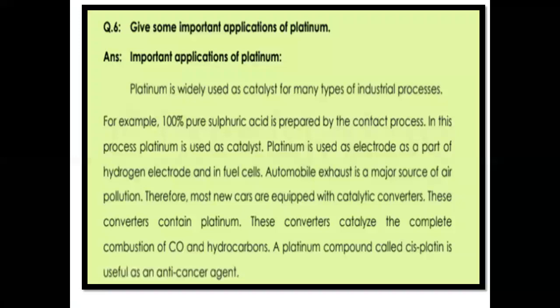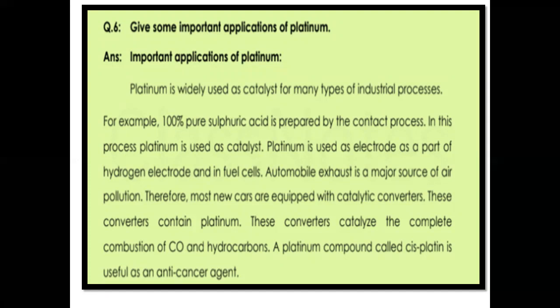Today we are going to do question number 6, extended question answers. Give some important applications of platinum. Platinum is widely used as a catalyst for many types of industrial processes. You know that catalysts are the substances which speed up a chemical reaction, and similar in function are the enzymes, which are biological catalysts.